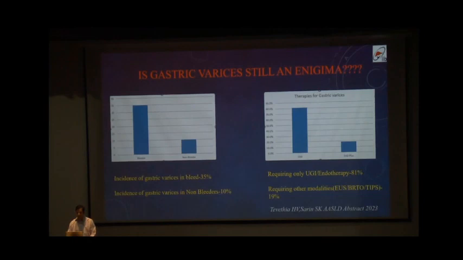So this was a small data set that we've presented on splenic stiffness, and we looked at all the bleeders that had come to the emergency, and these are nearly 700 patients. And as you could see, the incidence of gastric varices in bleeders was nearly 35%. And even in non-bleeders, the rate was nearly close to 10%. Requiring endoscopy as well as endotherapy was in nearly 80%, and the other modalities, which included an EUS guided coiling, a BRTO or TIPS, was in nearly 19% of these patients. So thereby signifying that there are multiple modalities that are required for the complete obliteration of gastric varices.